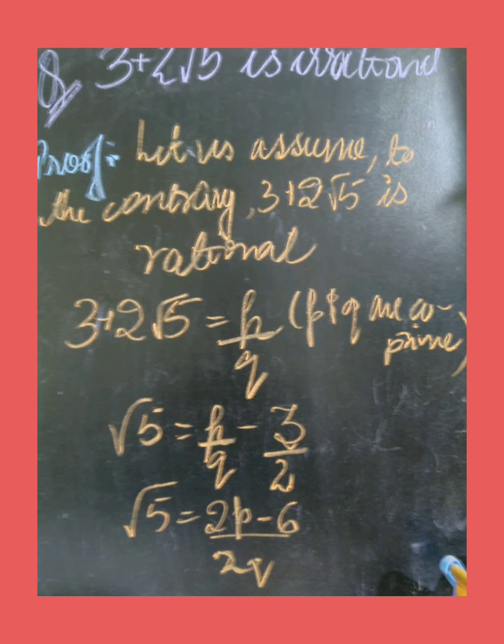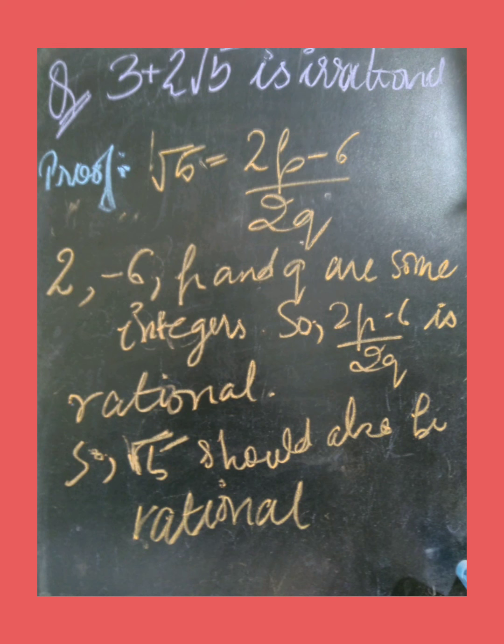So what I have done here is I have kept root 5 on one side and p by q on the other, and the 3 that was positive I have taken as negative on this side, and the 2 that was multiplied I have taken as divide. So I am left with just root 5. Root 5 is equal to p by q minus 3 by 2, and if I take the LCM, I will get root 5 is equal to 2p minus 6 upon 2q.